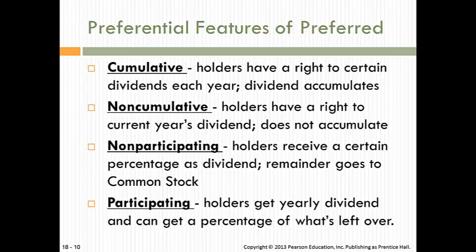The third is non-participating. Non-participating preferred stock means the stockholders will receive a certain percentage as a dividend if dividends are declared, and the rest of the total dividends declared by the corporation go to the common stockholders. In other words, the stockholders of non-participating preferred stock do not participate in receiving the additional earnings of the corporation. Participating preferred stock means the participating preferred stockholders not only get a percentage of dividends, but they also get a percentage of the additional earnings.